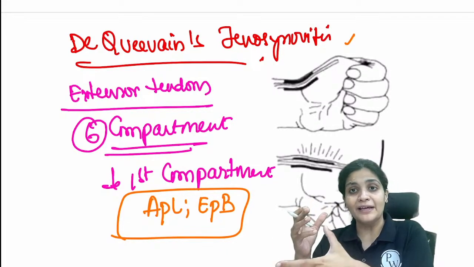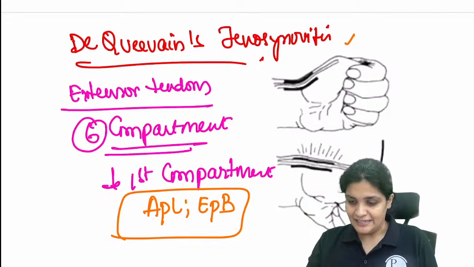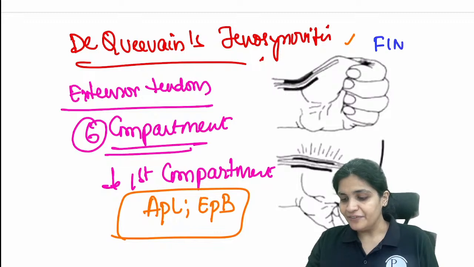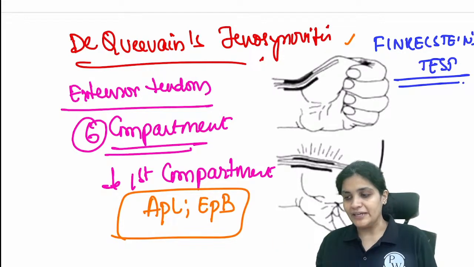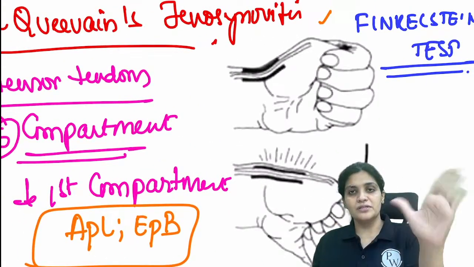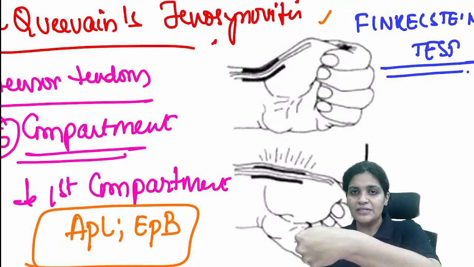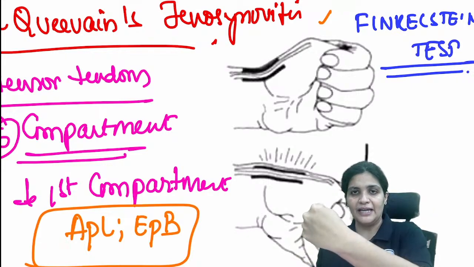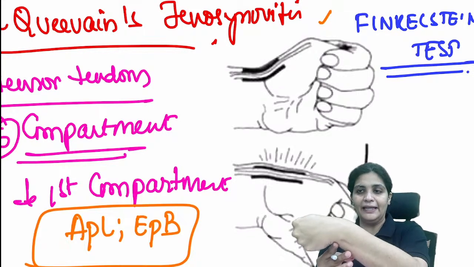So how do you confirm whether this pain is because of carpal tunnel syndrome or de Quervain's? There is a test you can do, called the Finkelstein's test. So what is Finkelstein's test? You close the thumb into the palm like this, and then form a fist. Then you do this maneuver: you slightly ulnar deviate, towards the ulna, bending the wrist, right?